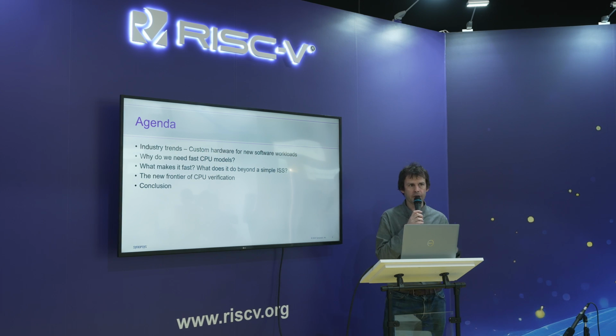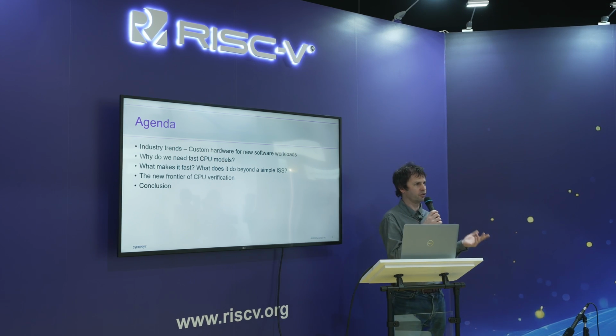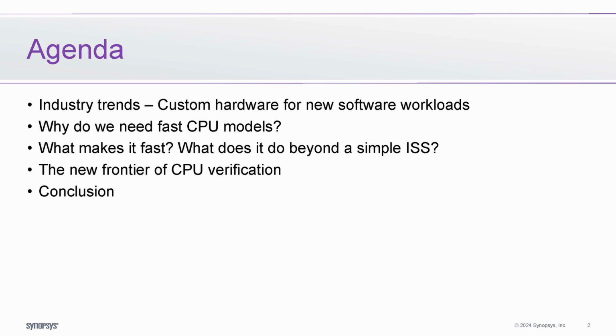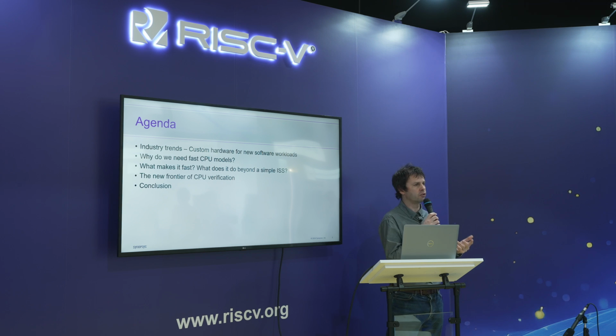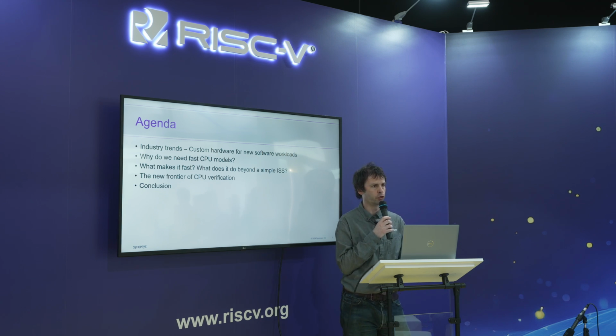I'm going to start by introducing some industry trends, and you'll recognize some of the material because it was used earlier as well by another presenter, which kind of reinforces just how important it is. Talk about why we need fast CPU models, where we use them, a little bit about what makes them fast, and then talk about CPU verification as well, which, you'll see why it's related to models and why it's become such a hot topic in the RISC-V world, before we wrap up and draw some conclusions.